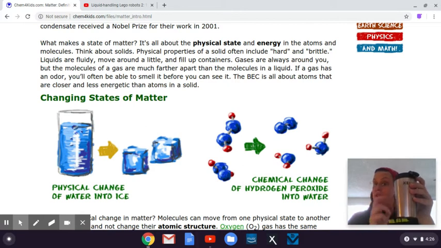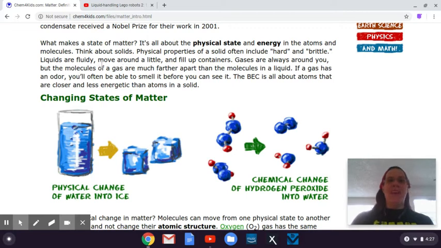It keeps its shape when I'm touching it. Inside, on the other hand, is a liquid. The liquid conforms to the inside of my cup. You don't see liquid way up here and no liquid down here. Most liquid will settle into a container, and it usually has to be held by a container, and that's going to be important later. All right. So here we go. Liquids are fluidy, move around a little, and fill up containers.